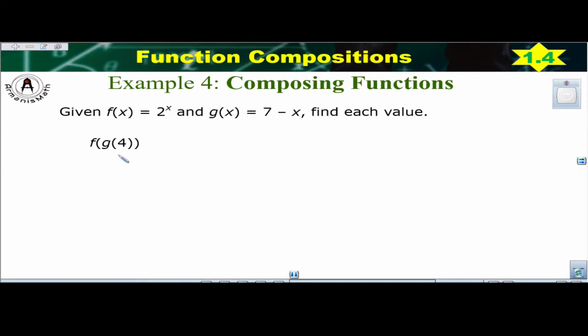Which one should I start with? Can somebody tell me which function they need me to start with? Yes, the g. I'm going to start with g of 4. If I put 4 into g, here we go, that's going to be 7 minus 4. And how much is that, you guys? Again, 3.